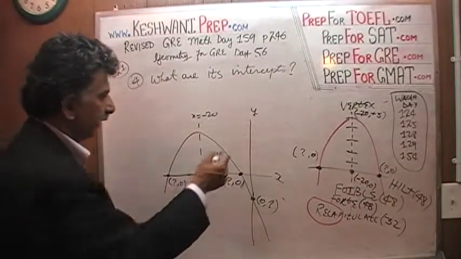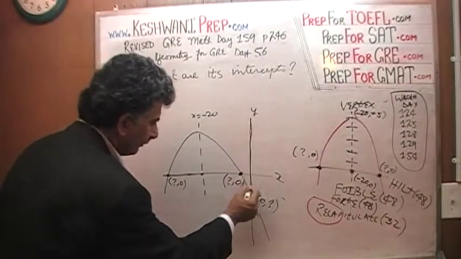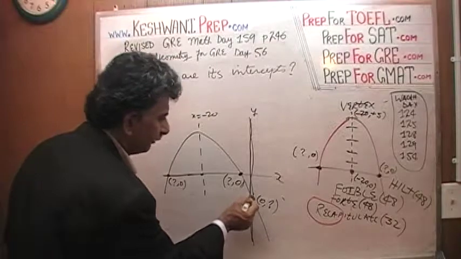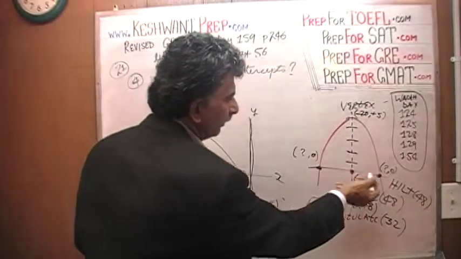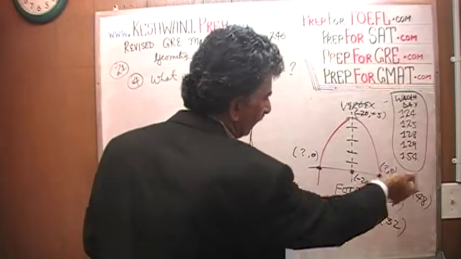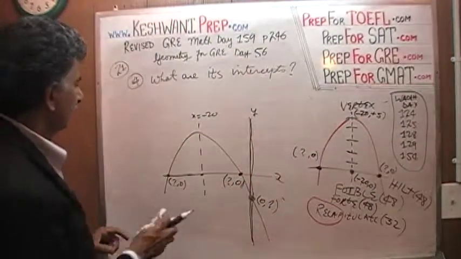So the y-axis that you see here, and the y-intercept that you see there, is not shown here because this is x equals negative 20. It's way over there somewhere. So let's do it.